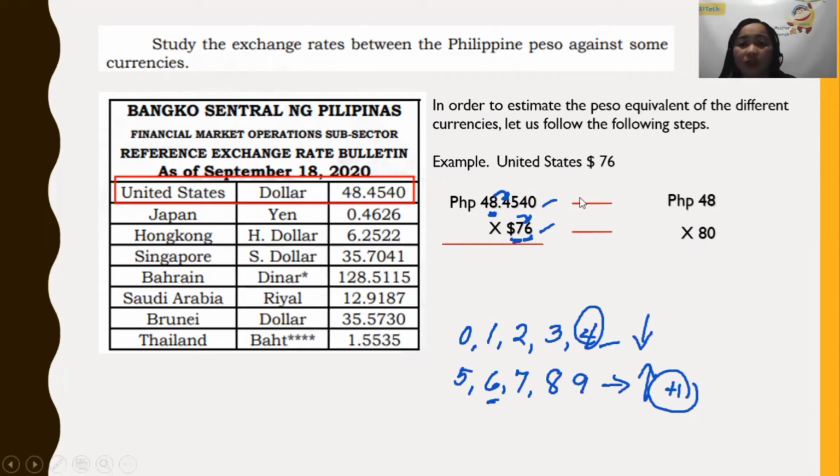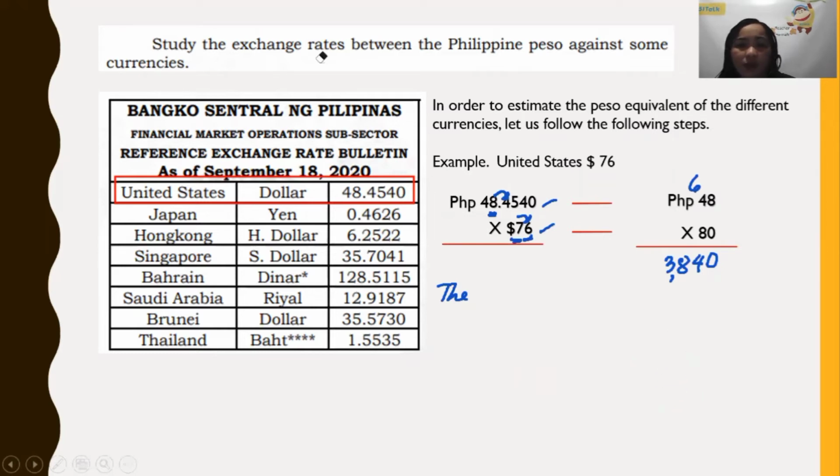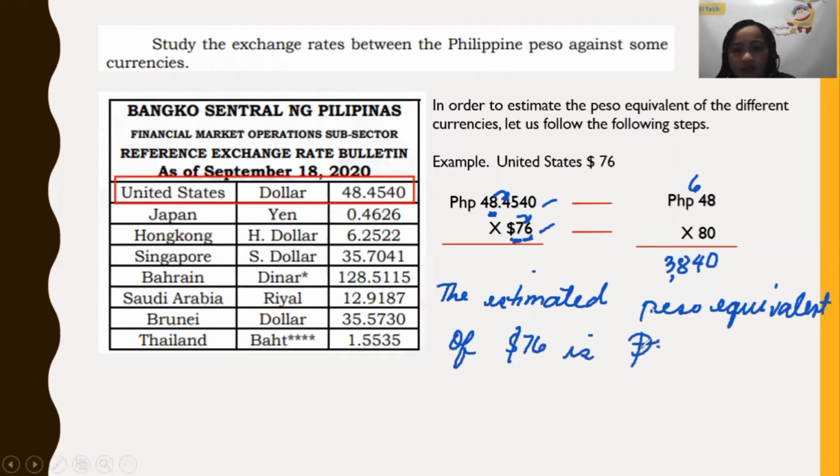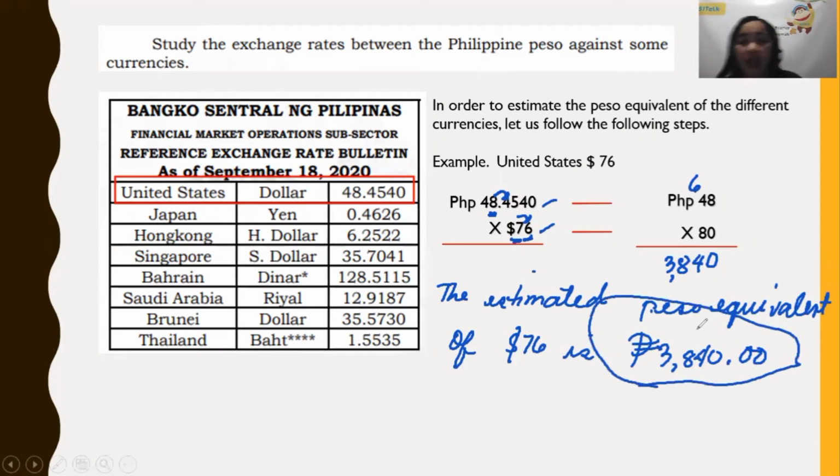So now, let us multiply this. So we have 0 times 8 is 0. 0 times 4, or pwede na tayong shortcut. 8 times 8 is 64. Remainder 6. 8 times 4 is 32. Plus 6 is 38. Therefore, approximately or the estimated, burahin ko na to. Therefore, the estimated peso equivalent of $76 is 3,800 pesos. So this is the answer.